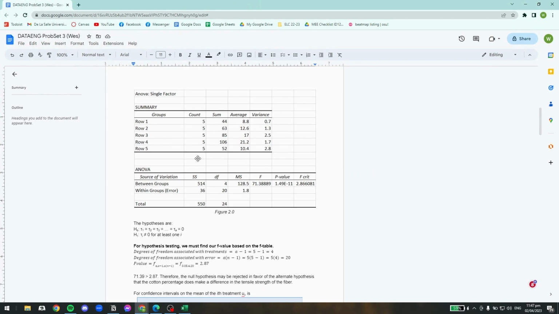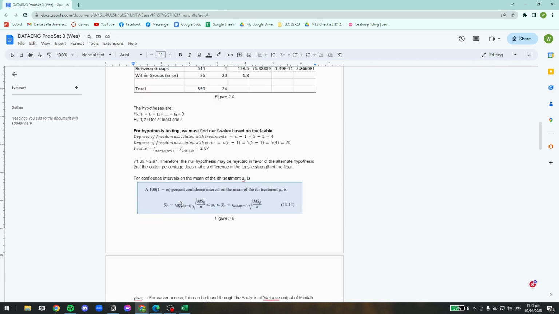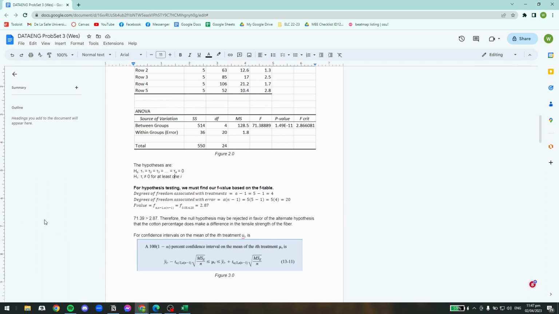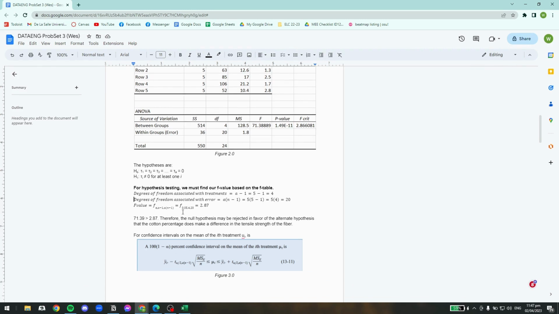So from that, we can now test the hypothesis. Our H0, our null hypothesis, is that there is no difference in cotton percentage, and for our alternate, there is a difference. The cotton percentage does make a difference. So for our hypothesis testing, we have to find our F value based on the F table. Our degrees of freedom associated with treatments will be a minus 1, which is 5 minus 1 equal to 4. And the DOF associated with error will be a times n minus 1, which is 5 times 4 is 20. Then our alpha is 0.05, our a minus 1 is 4, then a times n minus 1 is 20. Then we just find this in the F table, and we end up with 2.87.